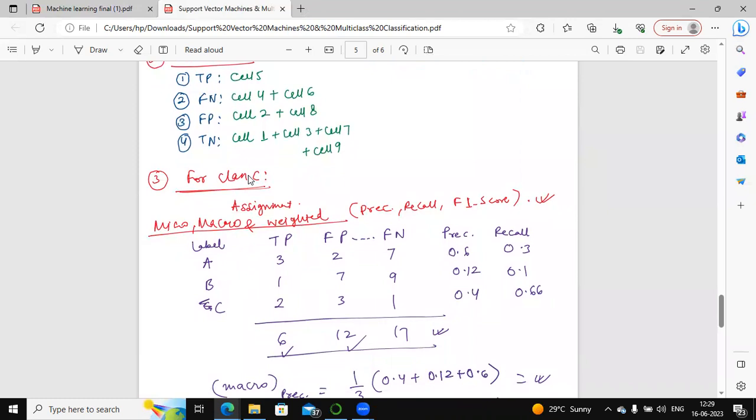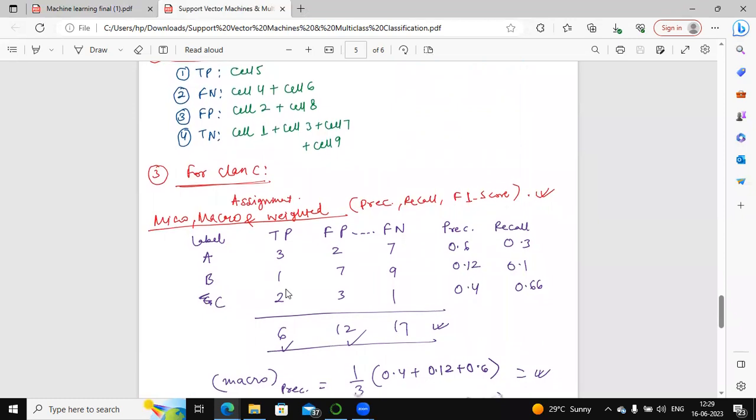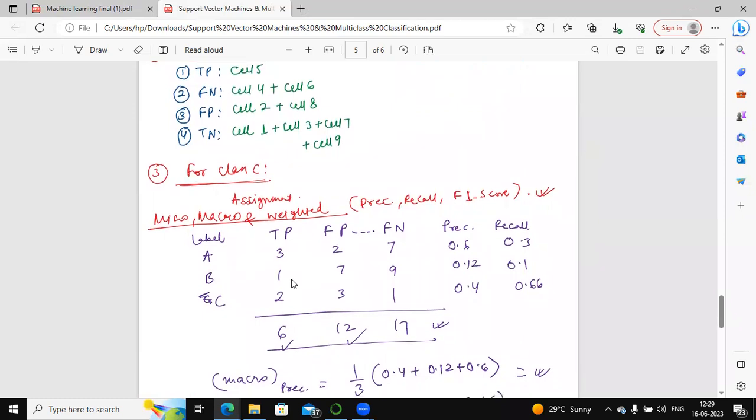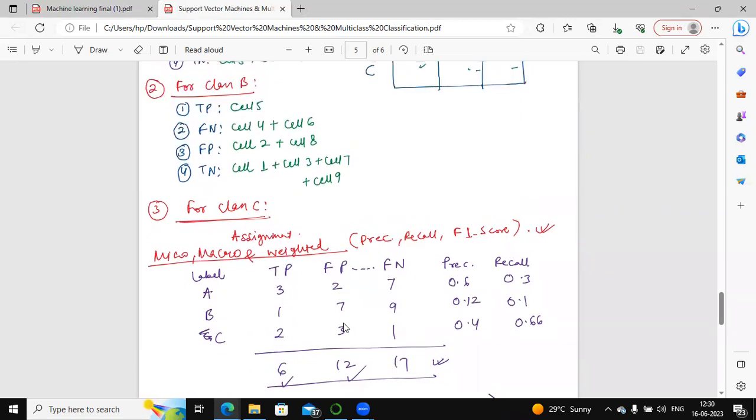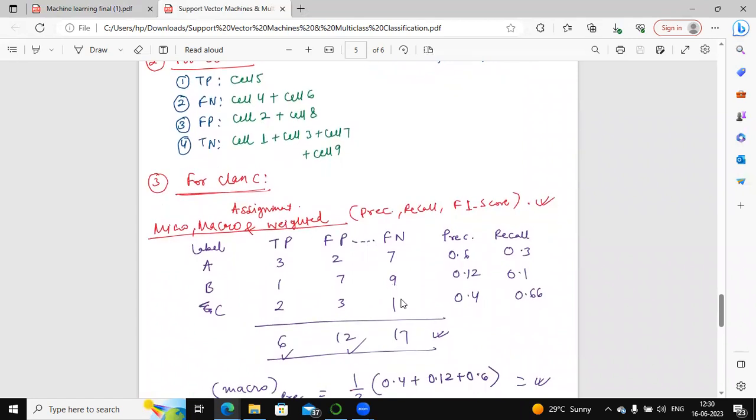Now, this was your assignment. I have already told you. So now let's take labels A, B, C. Let me say true positive as 3 for A, there are three true positives, false positive is 2 and false negative is 7. And B, it's random values I'm taking: 1 true positive, 7 false positive, and 9 false negative. Similarly, C class will have 2 true positive, 3 false positive and 1 false negative.